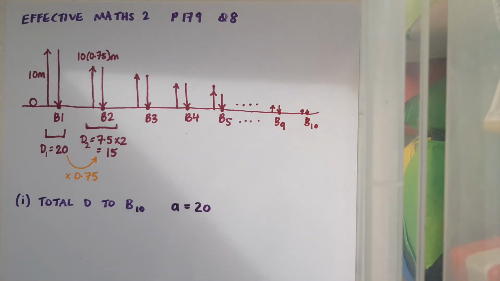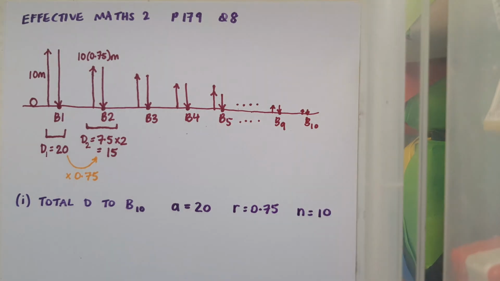I'm going to take A to be the total distance covered in the ascent and descent up to bounce 1. The R is 0.75 because I've got 75% of the height attained each time. And N is going to be 10.